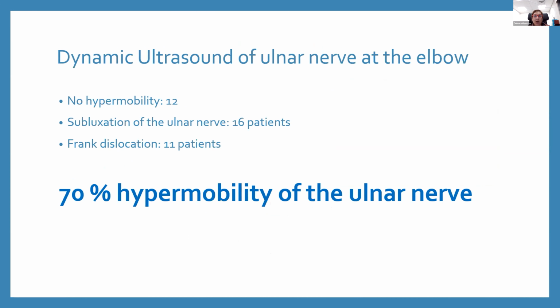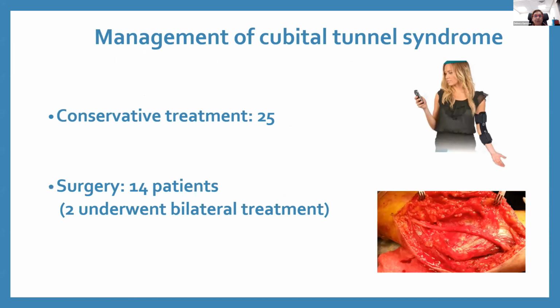Now, talking about the overall pool of patients, it's interesting to note that the percentage of patients that presented hypermobility of the ulnar nerve in this series is 70%. This is remarkably higher than the 37% which has been reported to occur in the general population. So if we compare this data, it seems that hypermobility of the ulnar nerve is a major factor in predisposing to the onset of ulnar neuropathy.